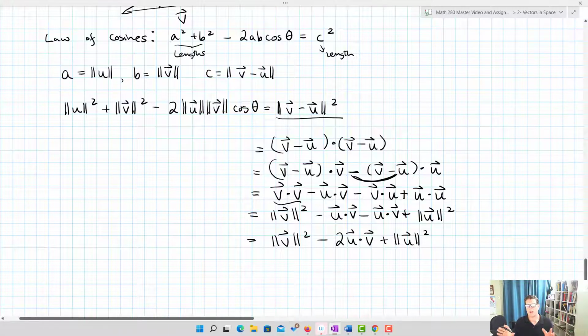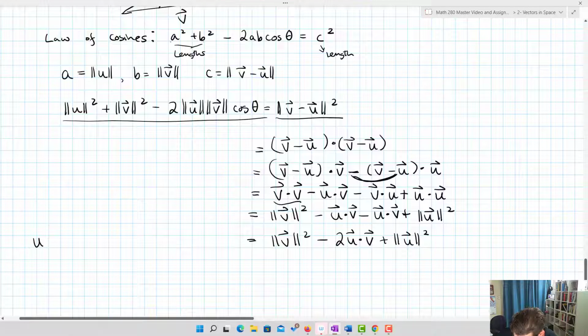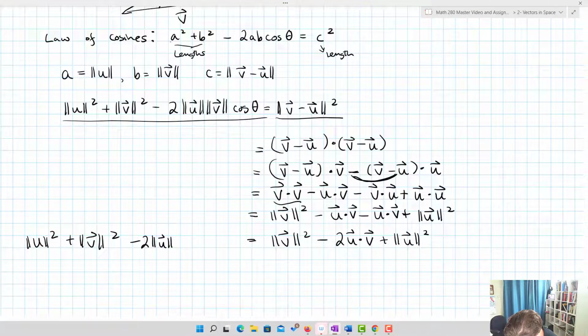So take a second, pause for a minute, sit down and take a look at those identities as you were working, and see where the identities come in, and where they play a role inside this part of the proof. So now I'm going to compare that to this right here. I've got the magnitude of u squared plus the magnitude of v squared minus 2 times the magnitude of u, the magnitude of v, cosine theta, using that law of cosines, and it's going to equal this right-hand side over here.